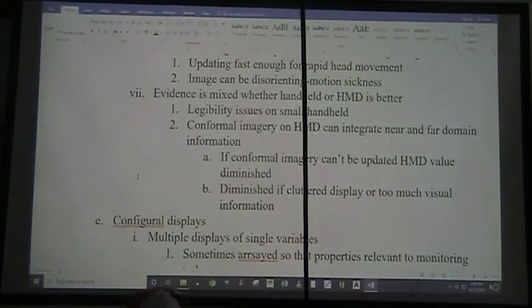So the evidence seems to be mixed about whether a handheld display or a head-mounted display is better. There can be legibility issues on a small handheld display. The conformal imagery on a head-mounted display can integrate near and far domain information, but if that imagery isn't updated fast enough, that value is diminished. It's also diminished if there's a cluttered display or too much visual information.